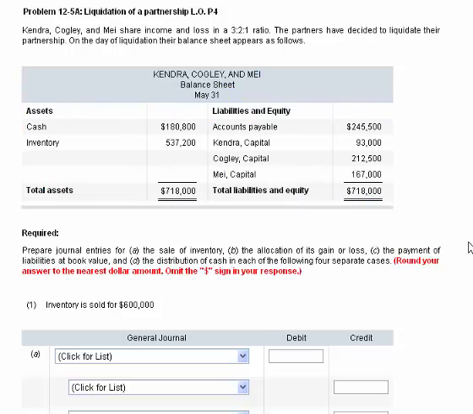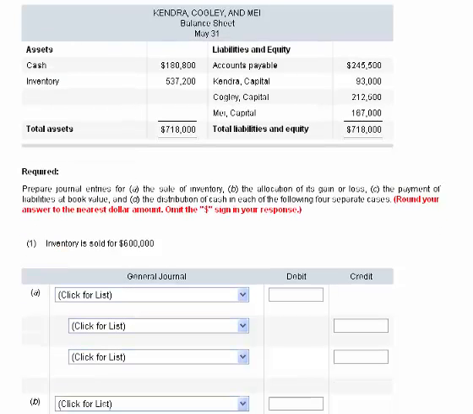Okay, now we have to prepare journal entries for the sale of the inventory, the allocation of its gain and loss, the payment of liabilities at book value, and the distribution of cash in each of the four separate cases. All right, so let's slide up and see if we can tackle Part A. First we see that inventory is sold for $600,000.